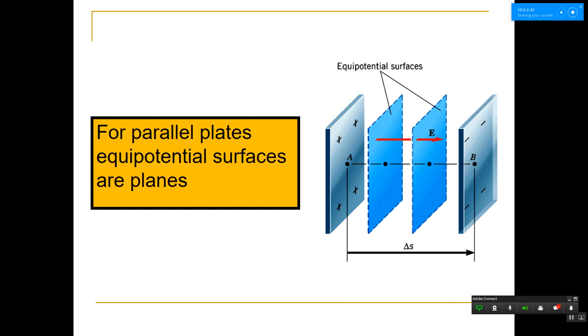Last class we did parallel plates. So I'm going to talk about parallel plates. Which one of these plates, this one here, all the way on the right, or this one here, all the way on the left, has a higher potential?